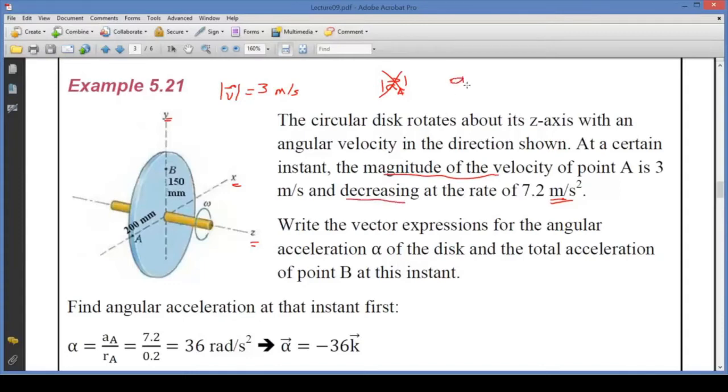Remember that in the acceleration vector, we have two parts, depending on which coordinate frame you use. You have the part about an and at, right? Now, the tangential component of the acceleration, at, is due to the change in the magnitude of velocity. An is due to the change in the direction of the velocity vector. So what we are talking about here as 7.2 is actually the at vector's magnitude. So this is 7.2 meters per second square.